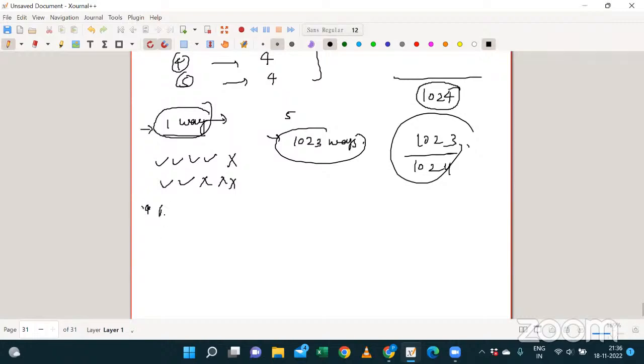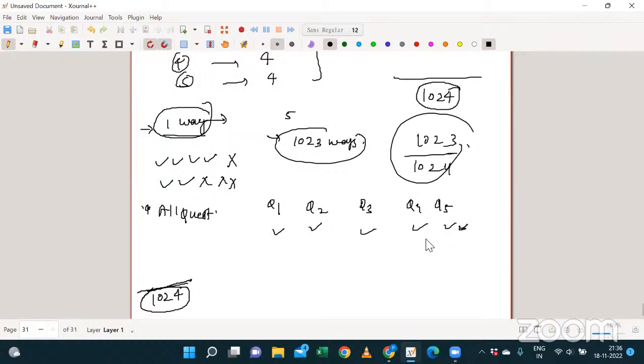Okay, so it is asking about all questions correct. So what is the meaning of all questions correct? Suppose there are 5 questions. Question 1, question 2, up to question 5, all 5 are correct. So there is only one way in which all the 5 questions will be correct, right? Yes. So what is the total number of ways in which a student can answer the questions? 1024. So there is only one way for all the questions to be correct.